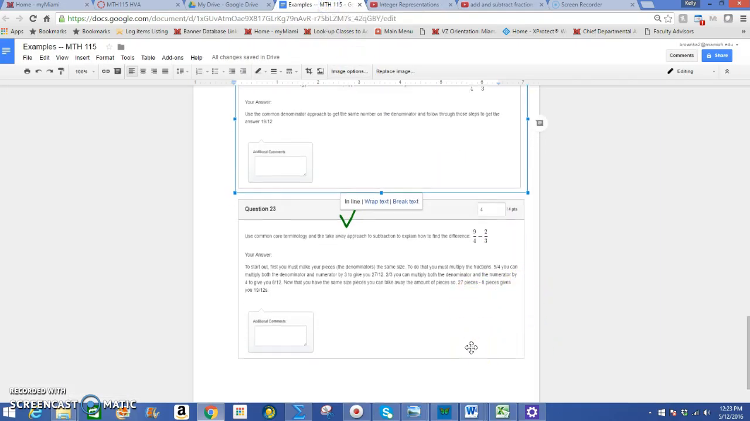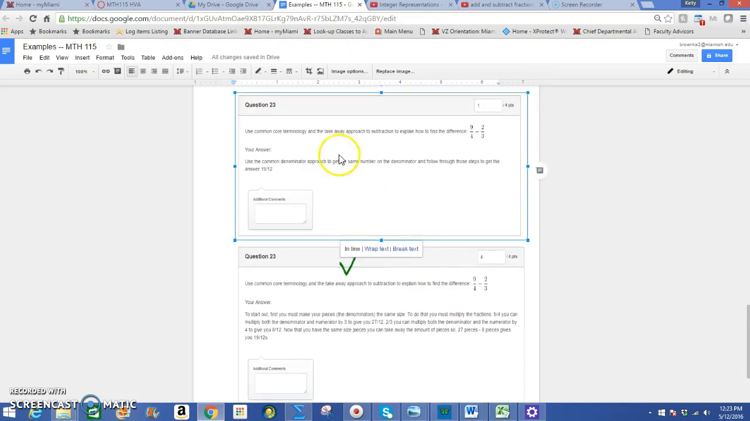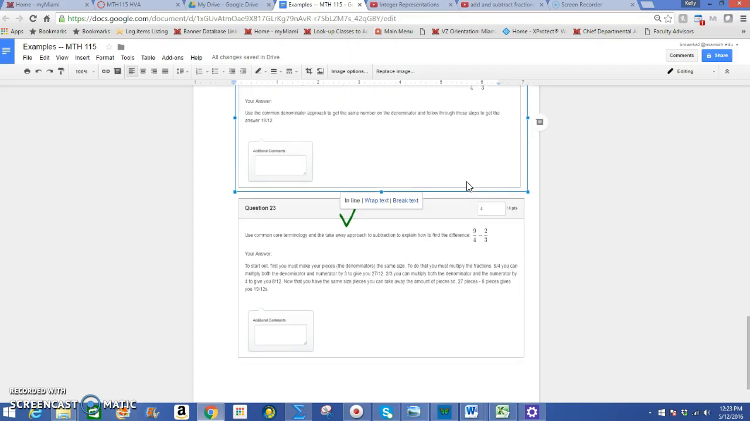All right, so here is the next question. Use Common Core terminology and the takeaway approach to subtraction to explain how to find the difference. Here's the answer, which again, I'm not sure why I gave her 1 point, or him. I don't even remember who the student was. At least I'm going to say that. Use the common denominator approach to get the same number on the denominator and follow through these steps to get the answer. Again, video watched? I don't think so.